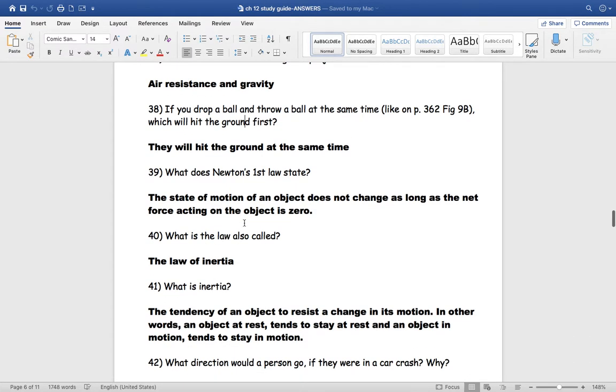The state of motion of an object does not change as long as the net force acting on the object is 0. What is this law also called? The law of inertia. Okay? So Newton's first law, you've got to know the three laws. The state of motion of an object does not change as long as the net force acting on the object is 0. So if there's no net force acting on it, the motion is going to stay the same. And that's the law of inertia.